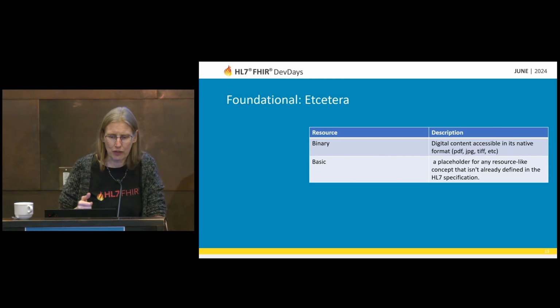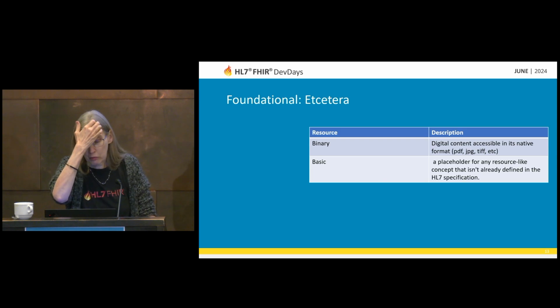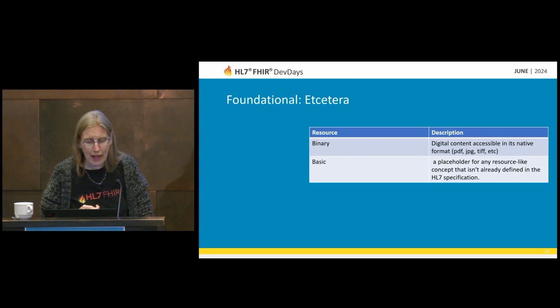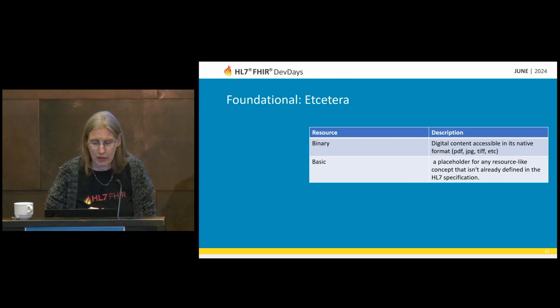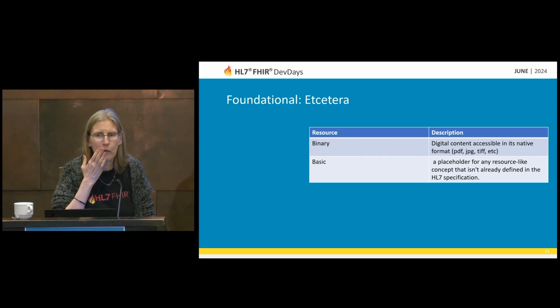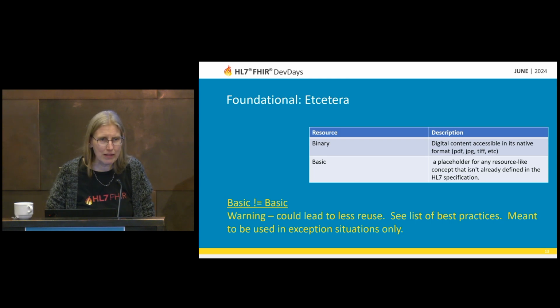Okay, two other foundational resources. One is Binary. It's like I got a little blob thing here, and we have a little bit of metadata around it. And that can be useful. And the other one is Basic. So Basic is kind of like this resource that has the metadata, and then you just pretty much do what you want. Extend it, whatever. It's not basic at all.